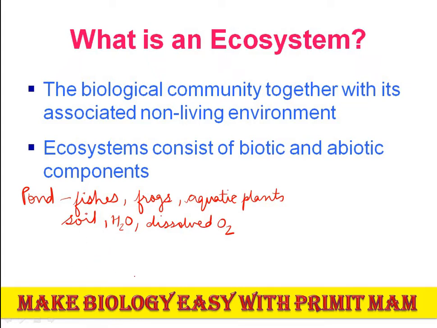So ecosystem consists of the biotic components and the abiotic components. Biotic components means the living organisms, and abiotic components means the non-living components.